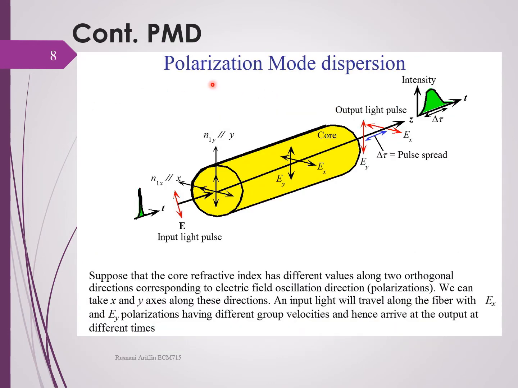We can see polarization mode dispersion clearly here. When the input light travels along this fiber, you can see at the receiver that the two orthogonal modes reach the receiver at different times. Because of this, polarization mode dispersion occurs.